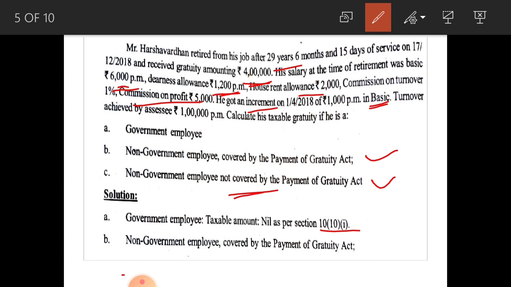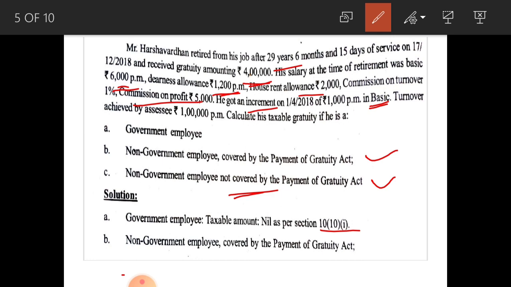Turnover achieved by SSC is rupees 1 lakh per month. Here, for 10 months you have to calculate the commission on turnover in case of not covered by the Payment of Gratuity Act. So if for 1 month it is 1 lakh, then for 10 months that is 10 lakhs. 1% of that is considered as the commission on turnover.